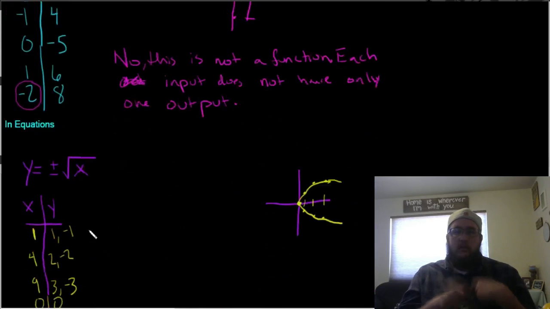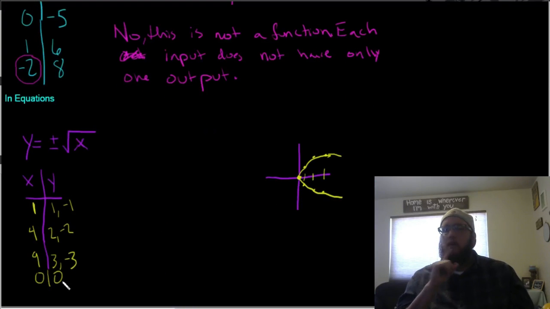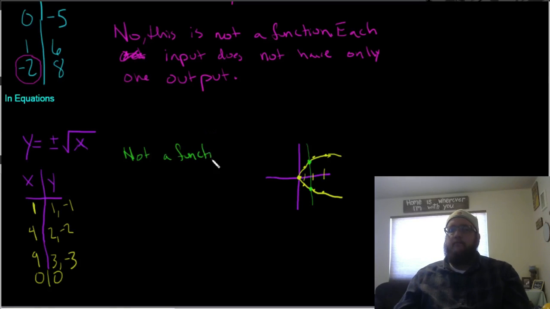None of these inputs, except for 0, have a single output. They all have multiple outputs. And we can, again, prove that by doing the vertical line test on this graph we have over here. If I drew the line here, I would intersect my function twice. So this is not a function. Not a function.